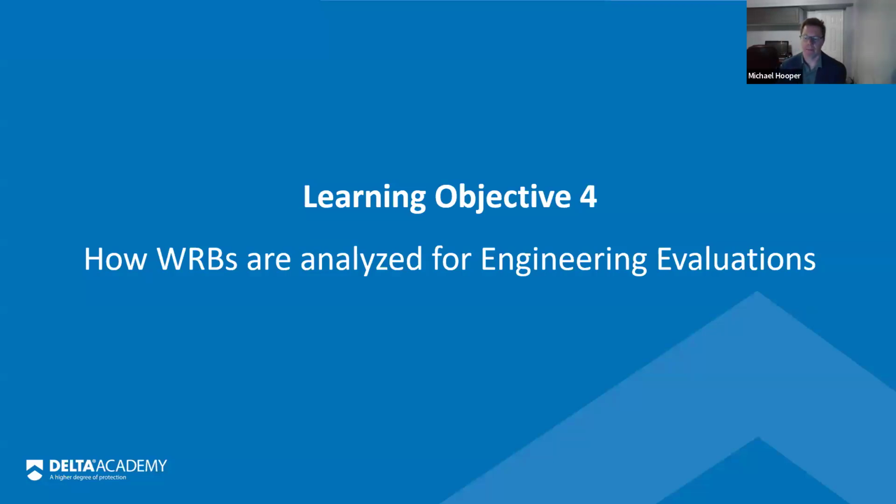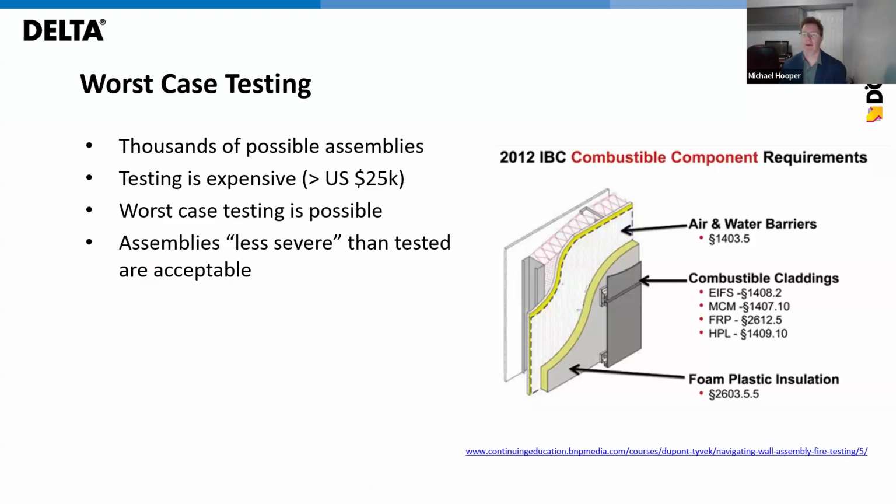So after looking at these full assemblies, we now need to look at how you can look at weather resistive barriers and use engineering evaluations to include them in existing NFPA 285 systems. Worst case scenario is you have to test the entire wall assembly. These are very expensive tests. You're looking at a minimum of $25,000 US to test this assembly. And there are thousands of assemblies, so this can quickly spiral to millions of dollars in testing.